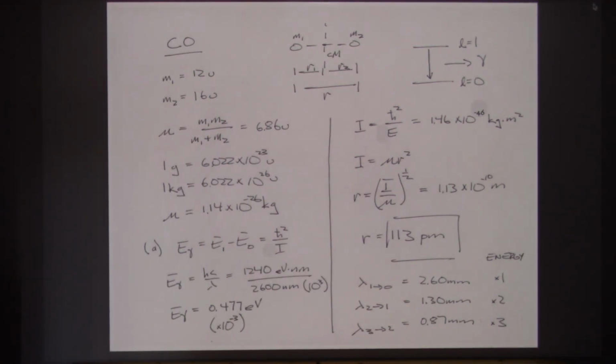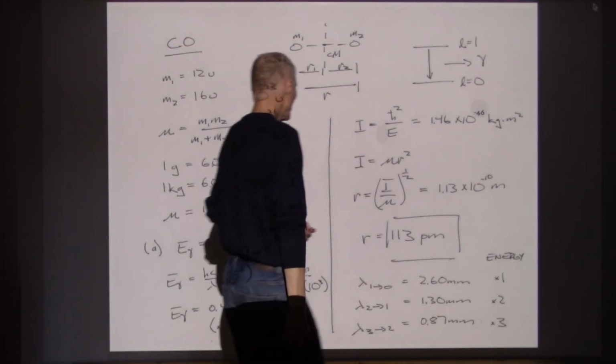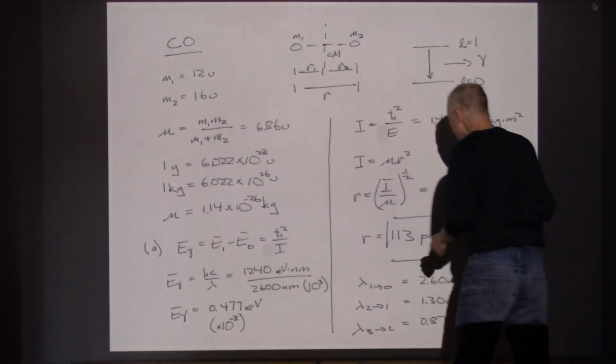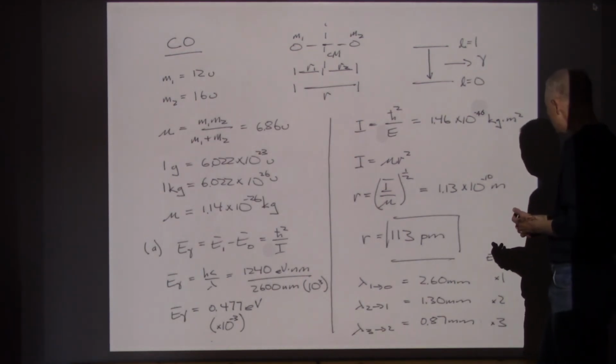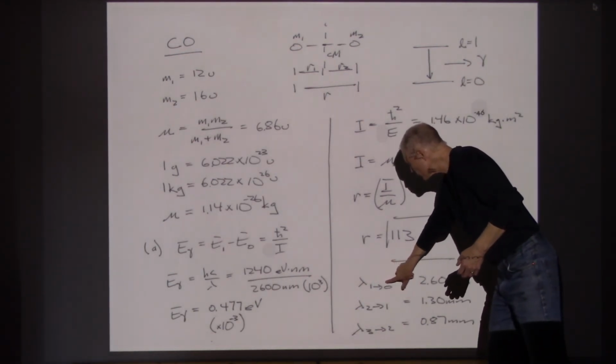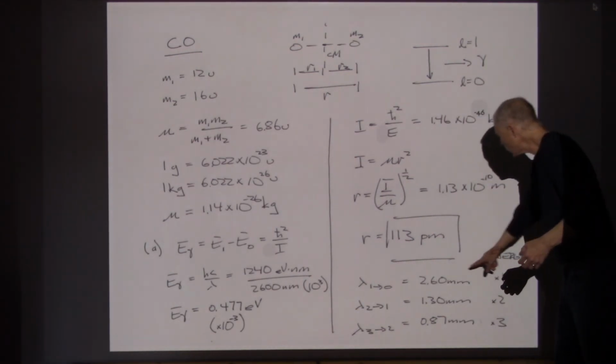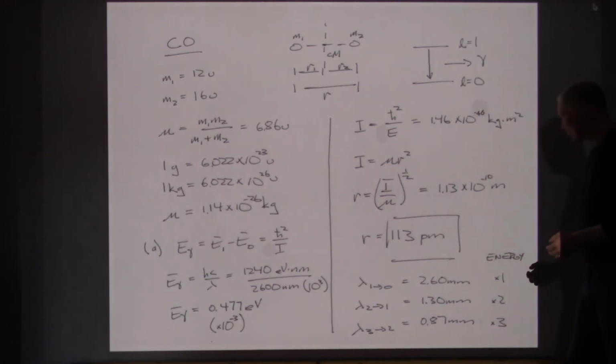Carbon monoxide, you may know, is a triple bond. It's a little shorter than your typical chemical bonds. 113 picometers sounds just fine. Now, what is going to happen here too is that if I have a transition from 1 to 0, that's showing up at 2.6 millimeters.